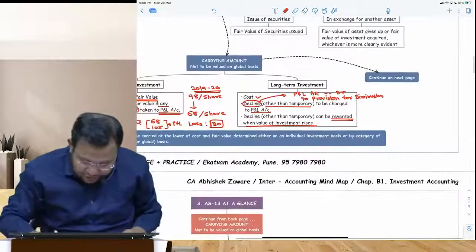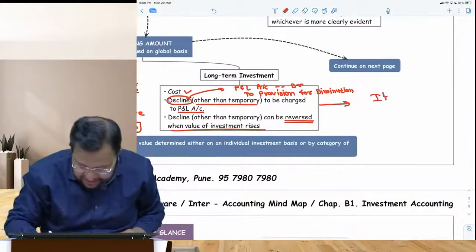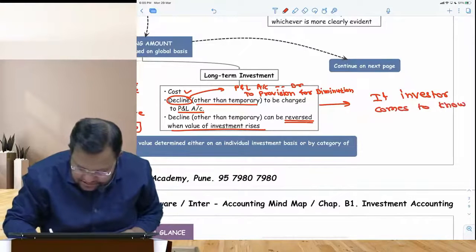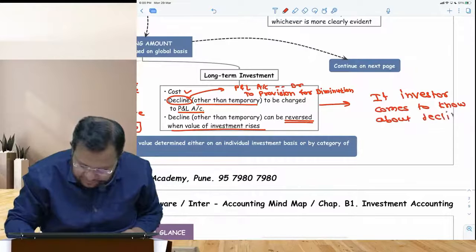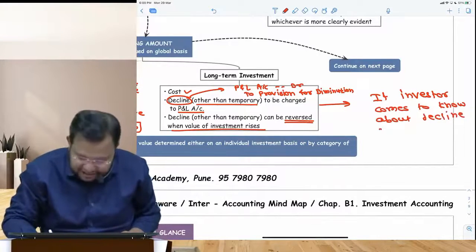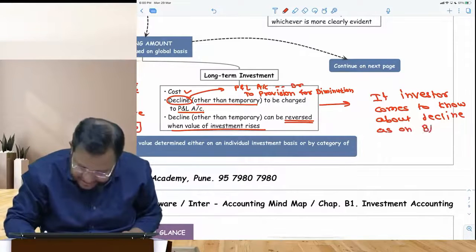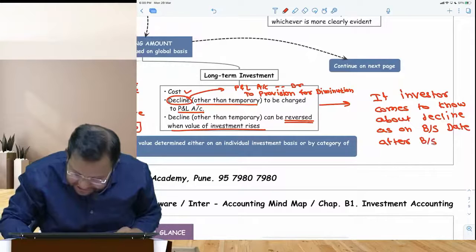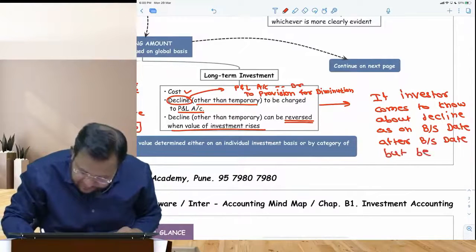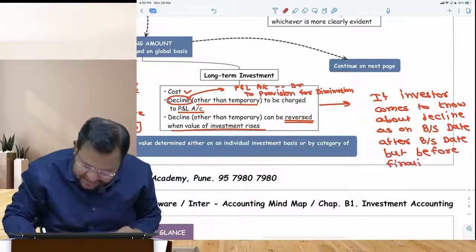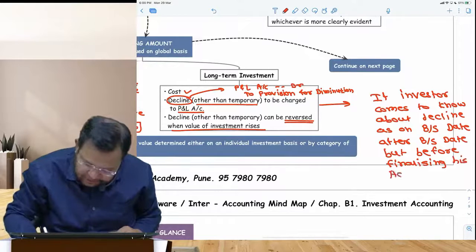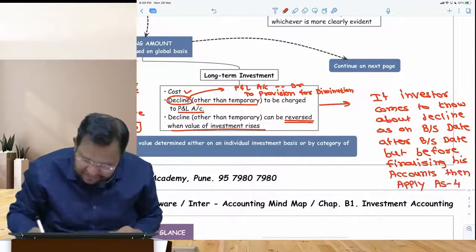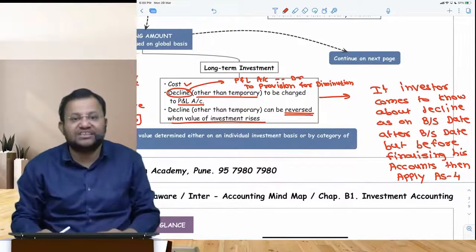If the investor comes to know about a decline which has already taken place as on the balance sheet date, after the balance sheet date but before finalizing his accounts, then apply AS 4. AS 4 talks about events occurring after the balance sheet date. This is called an adjusting event.